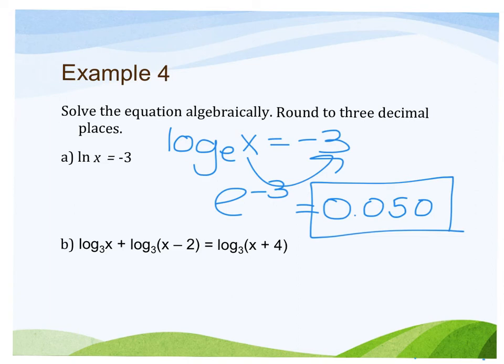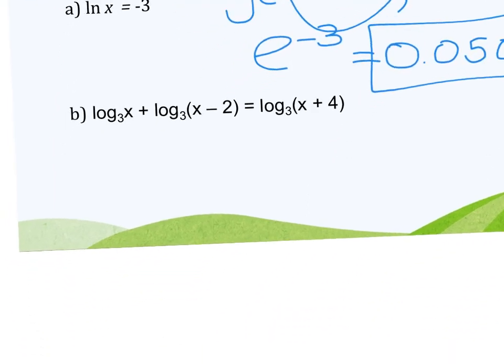Okay, so now look at B. So there's multiple logs on one side of this equation. I want to condense it so that there's just one log. So this goes back to your property of logs. If I have just one log on either side of the equal sign, I can use my one-to-one property. So I got to get it down to 1. So if it's addition and I condense it, what is it going to be?